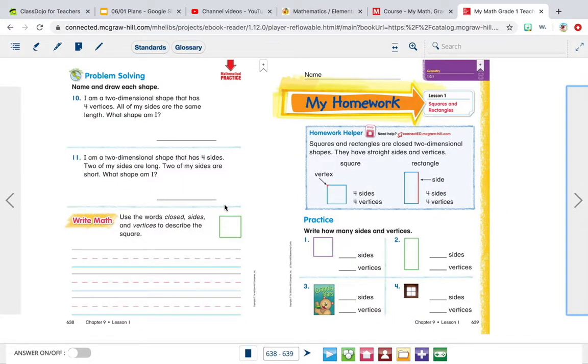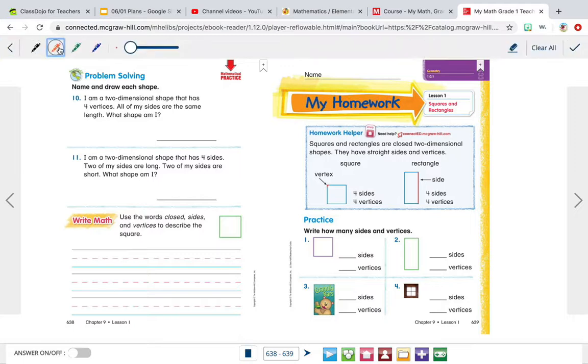All right, next page. I am a two-dimensional shape that has 4 vertices. All of my sides are the same length. What am I? So we know that a rectangle and a square have 4 vertices, right? So 4 corners. So I'm going to draw a rectangle and a square.